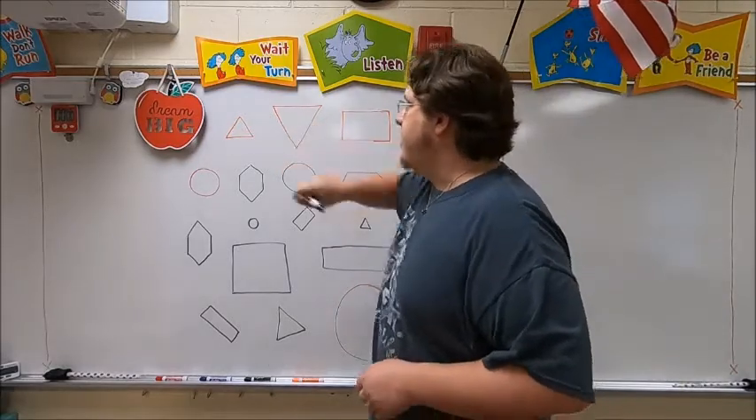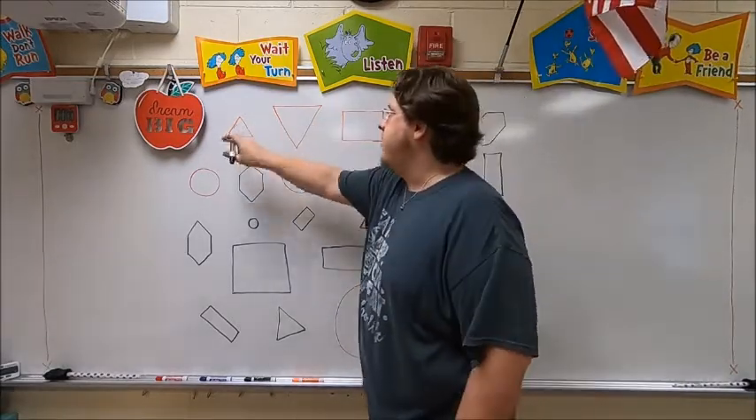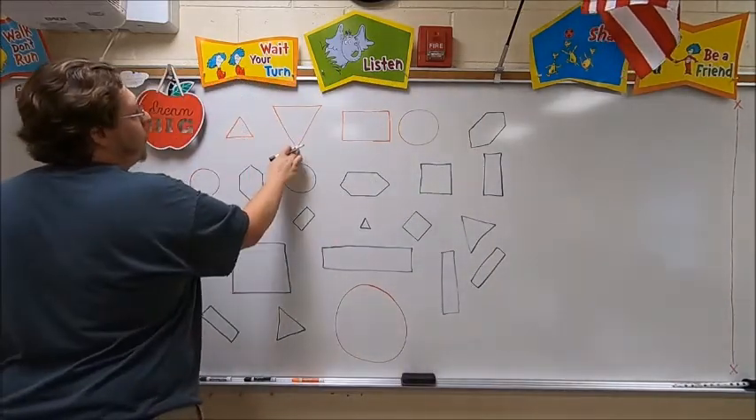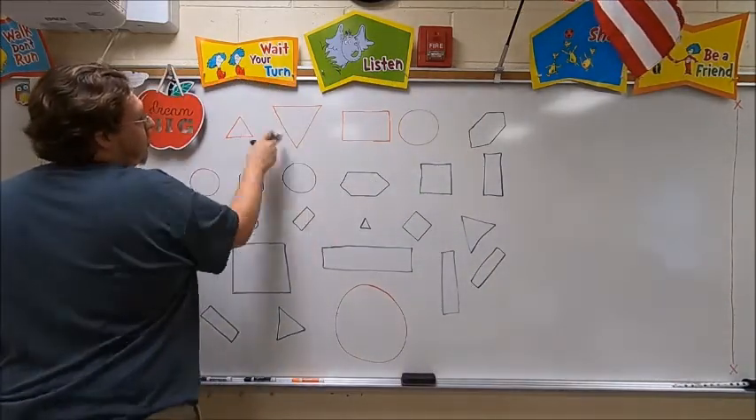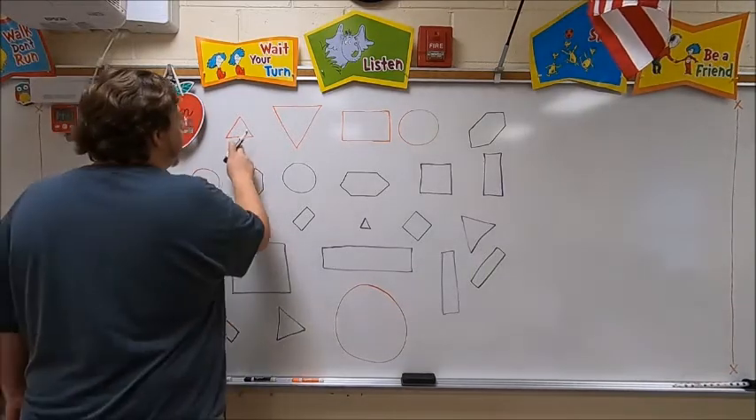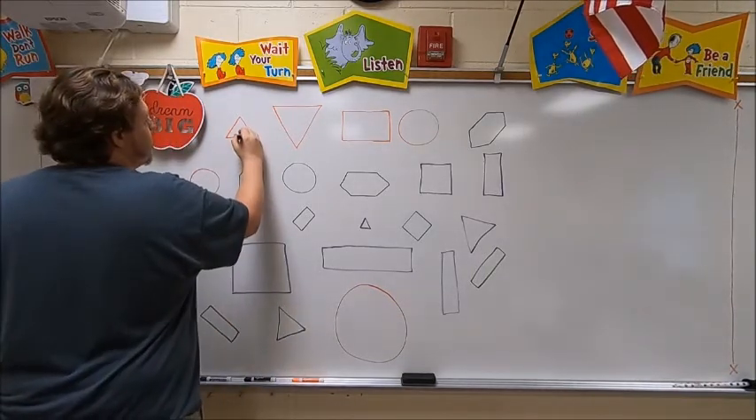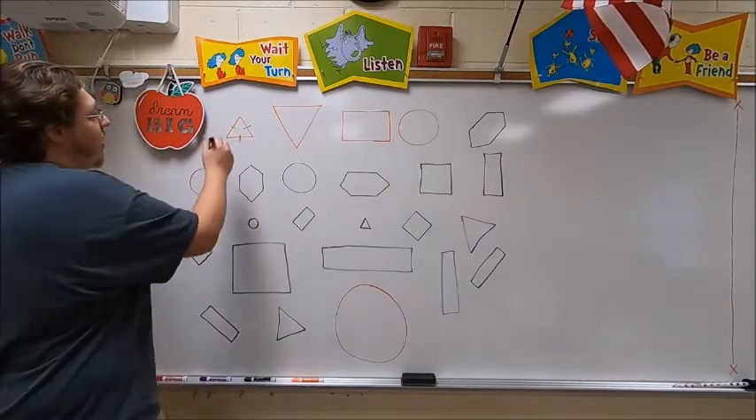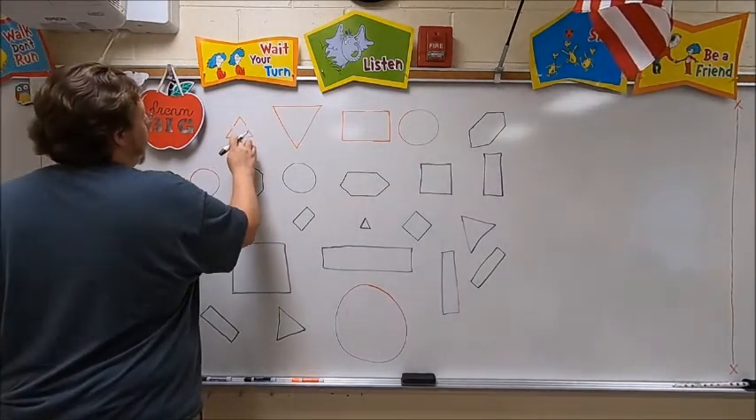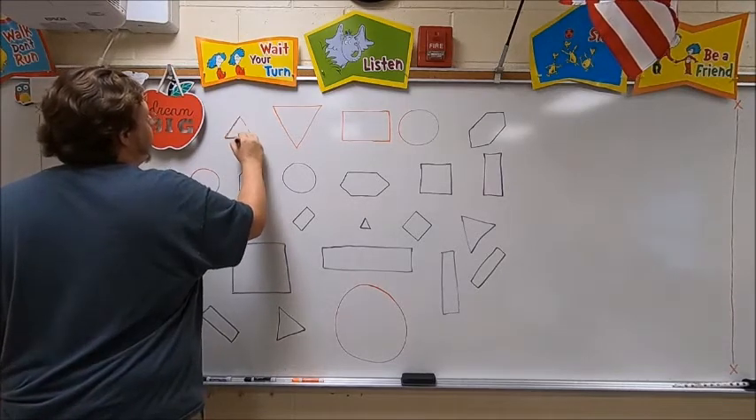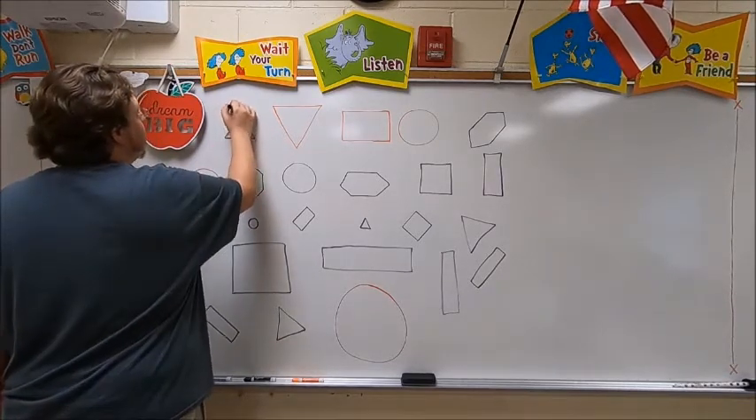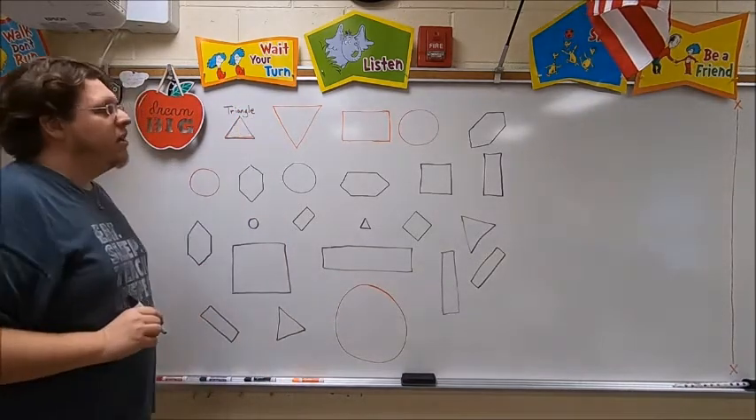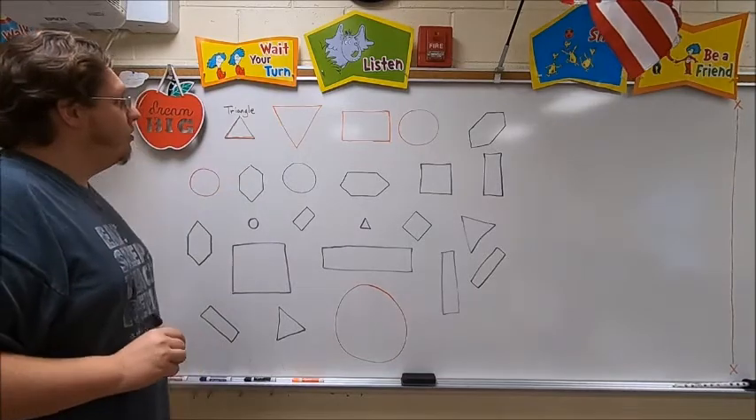If you said that this right here is a triangle or this right here is a triangle, you were correct. It doesn't matter that it's pointing up or down. What matters is that it's got three sides. So if you look at a shape and you see that it's got three sides, that right there is a triangle. So we have a triangle has three sides. So I'm going to put triangle right here. And I know that that's a triangle.